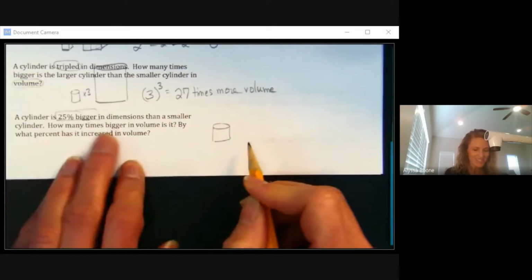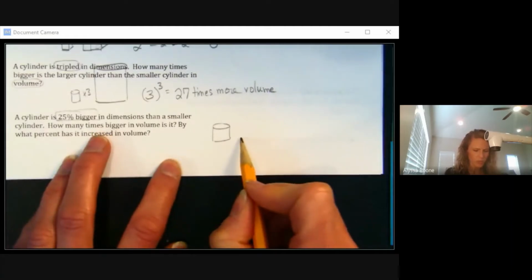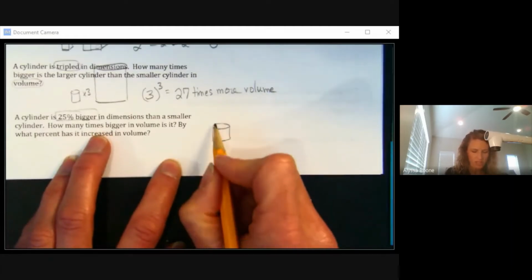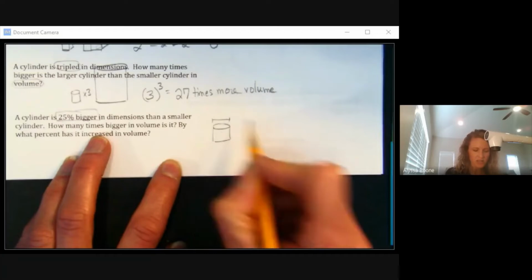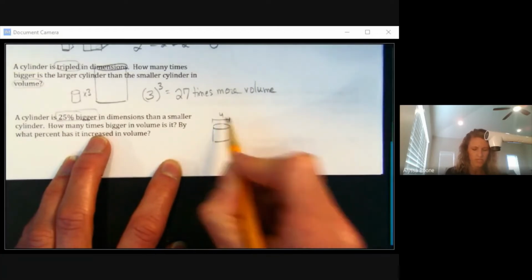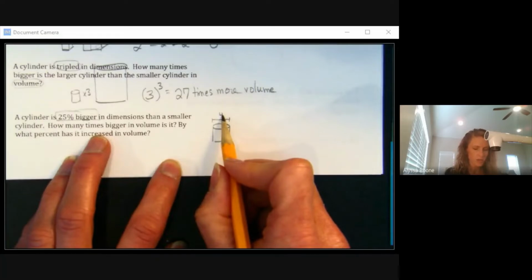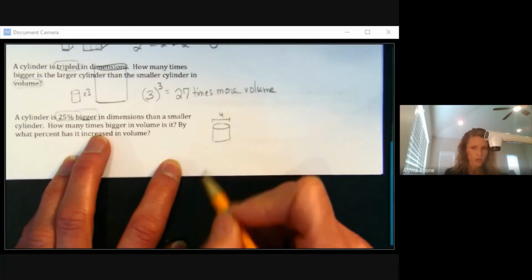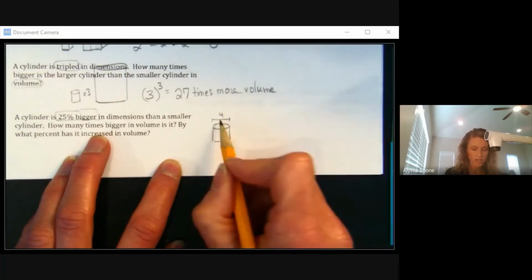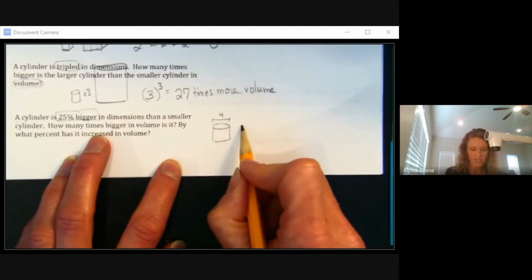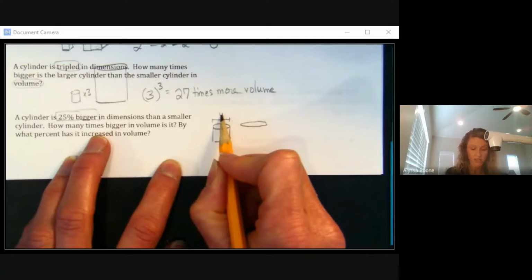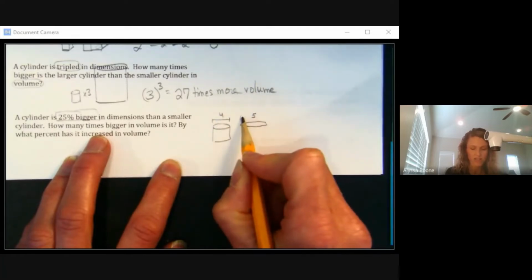It's only slightly bigger. Well, what do you mean 25%? Let's take a distance of, for example, 4, for the width. Well, 25% of 4 would be a quarter of 4, or 1. In other words, I need to make it a slight bit bigger by adding 1 to that. So it's going to be 5 across.